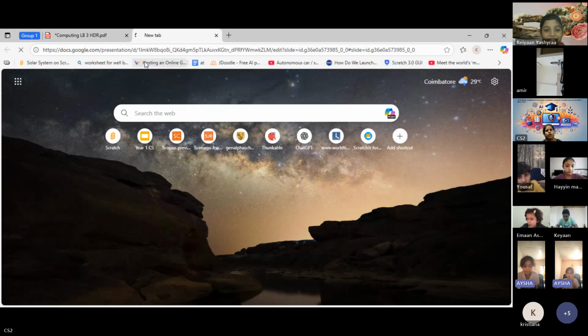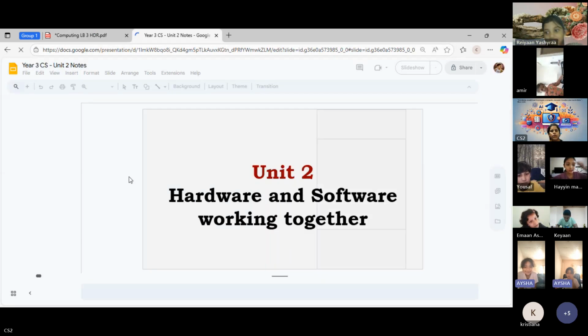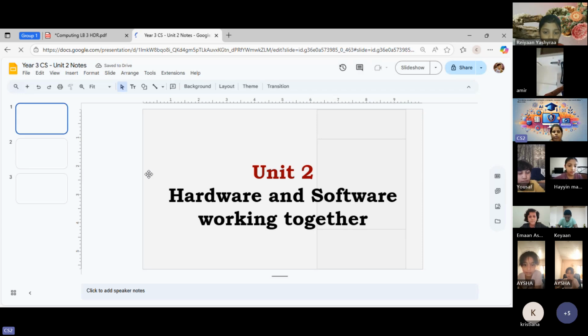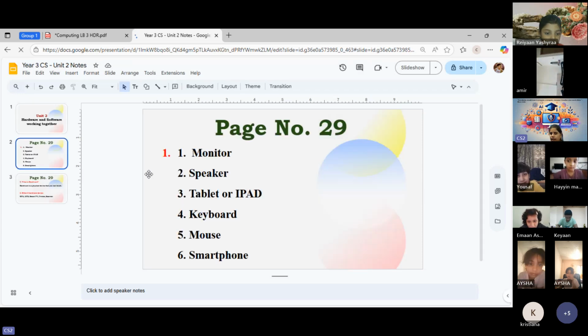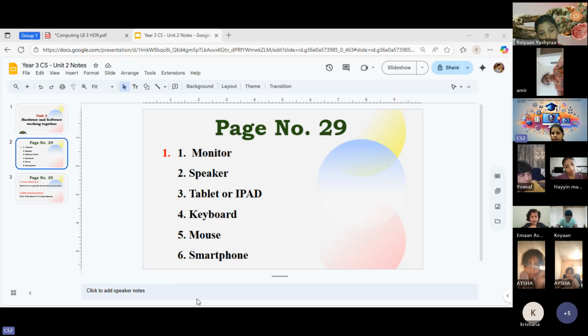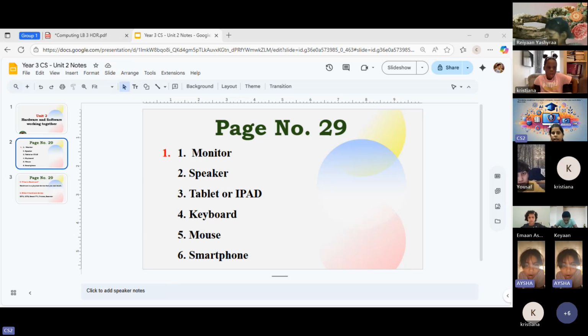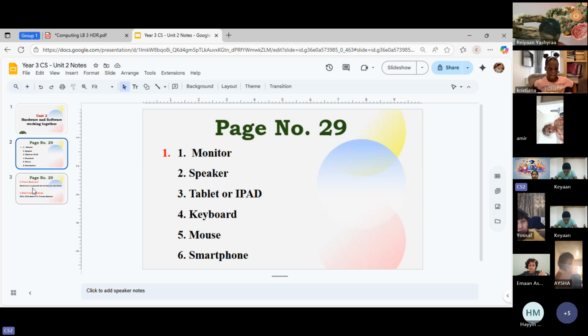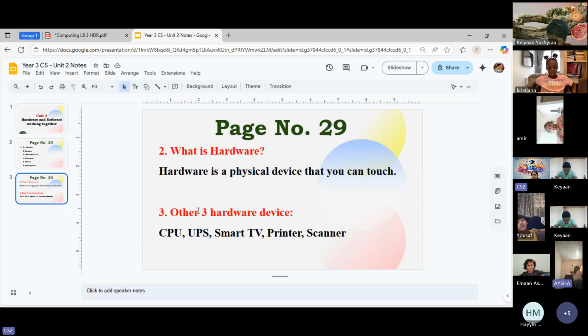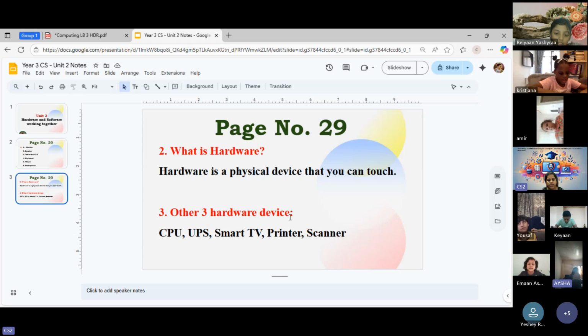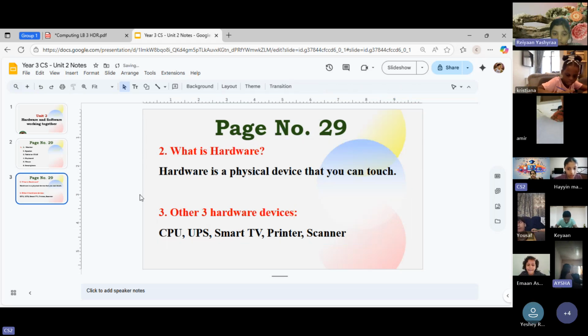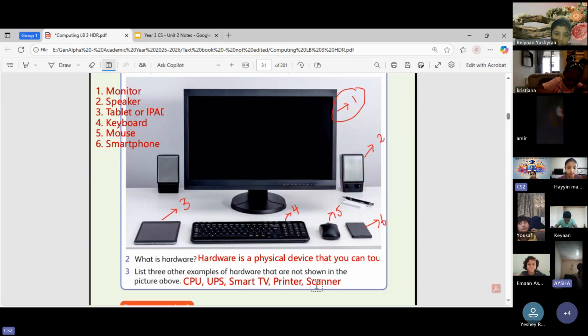Yes. Like this, now. So here I have done the same thing, okay? I have mentioned the page number 29 and written the answer for the first question. Here you can see the answer for the first, second, and third questions. What is hardware and other three hardware devices, right? Same thing, whatever we have written here.